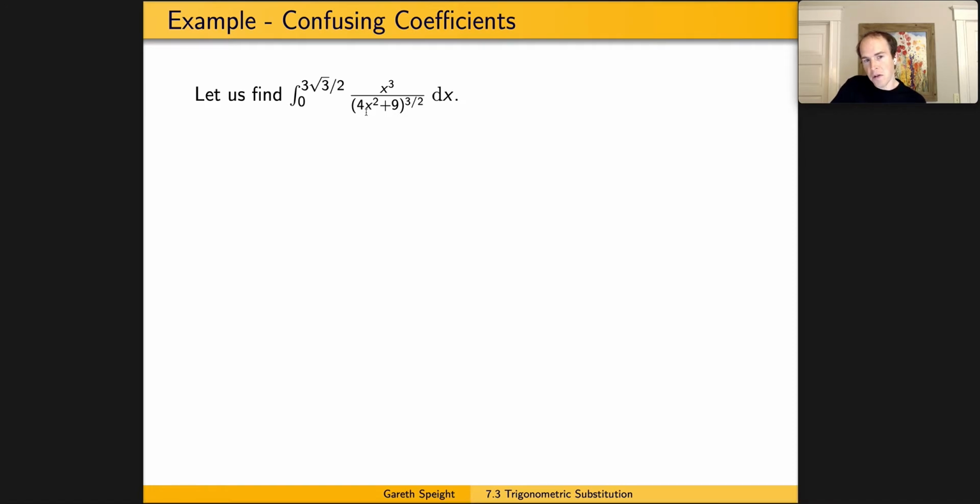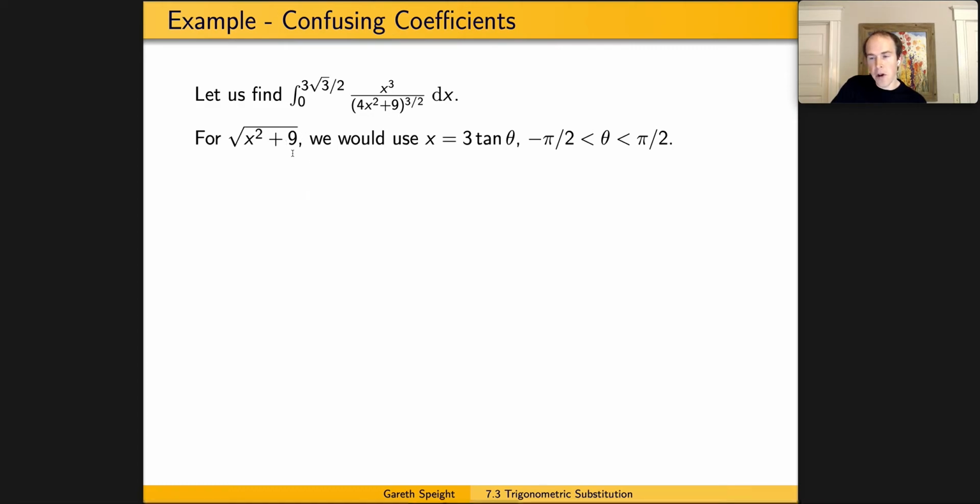The only place where it doesn't really fit is that instead of having x squared plus a squared, or a squared minus x squared, or x squared minus a squared, in all the examples we saw in the table, in all the cases, there was nothing in front of the x squared. It was just a 1. Whereas here we have a 4. So let's see how to adjust what we do to take into account that 4.